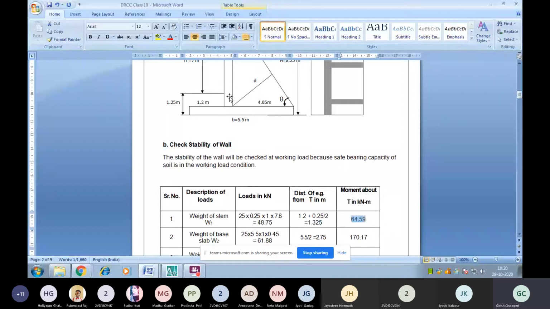It is positive, because the stem load will come and act in this fashion. So it will be clockwise positive.